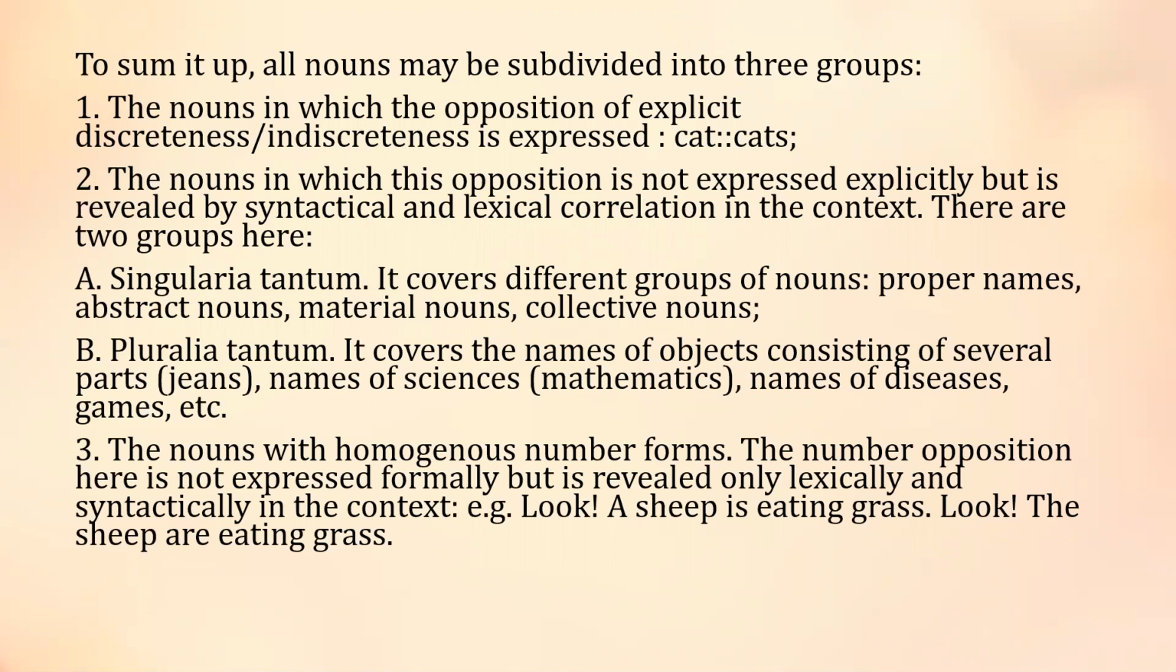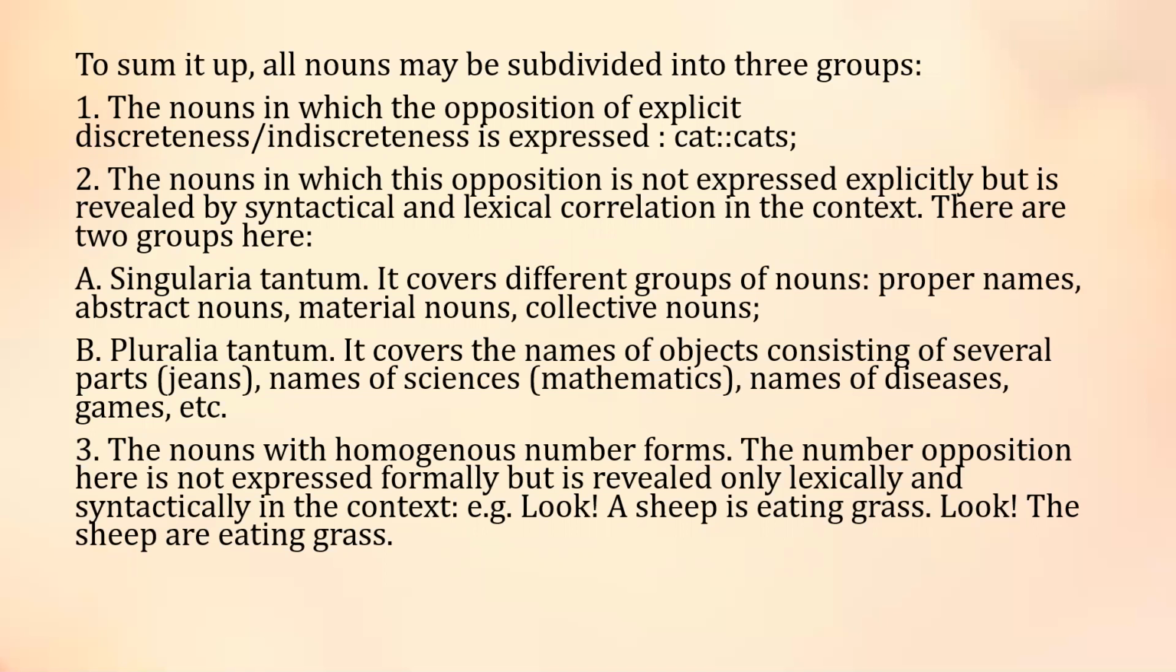Singular tantum covers different groups of nouns: proper nouns, which could be proper names, abstract nouns, material nouns, and collective nouns. Plural tantum covers the names of objects consisting of several parts, like jeans, or names of sciences, mathematics, biology, or names of diseases and games, and so on.